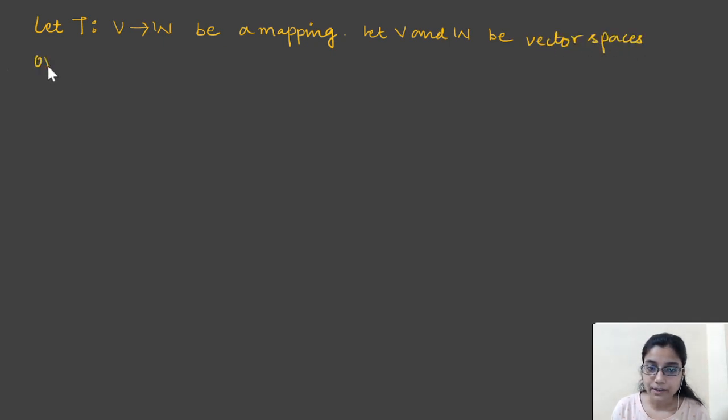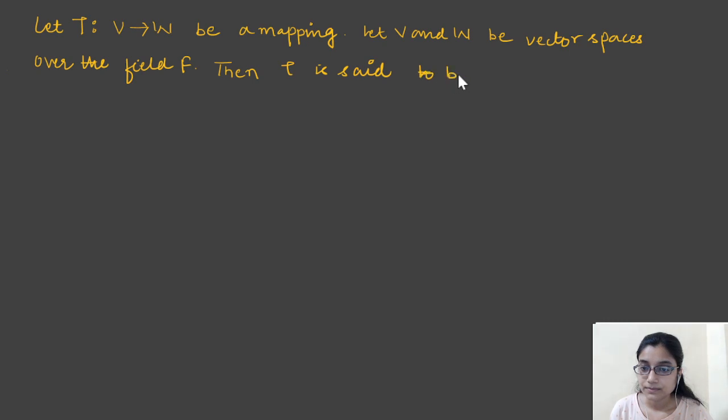over the field F. Vector spaces over the field F. This is an important thing: V and W should be vector spaces, but make sure you remember that both vector spaces are over the same field F. Then this mapping T is said to be a linear transformation. I will write linear transformation as LT.